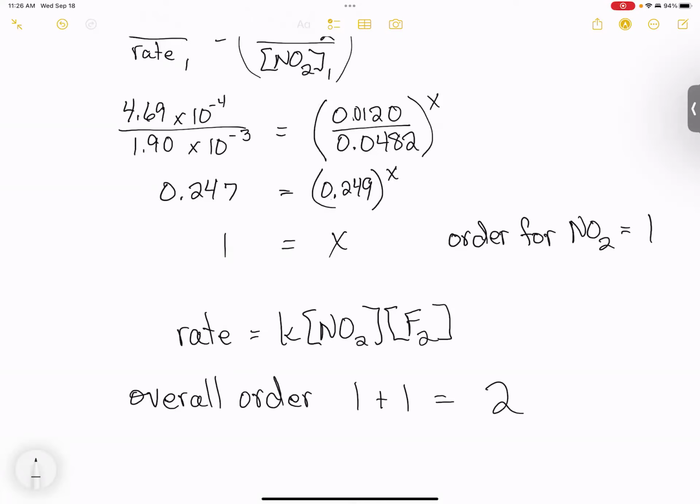What this means, if you look back at the original reaction, the original reaction said 2 NO2 plus F2. That's stoichiometry. But the fact of the matter is, the speed of the reaction is based only on one of the NO2s reacting with one F2.